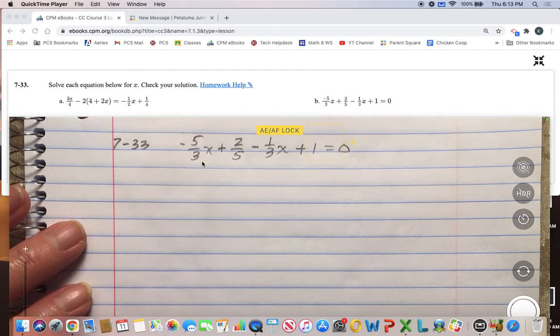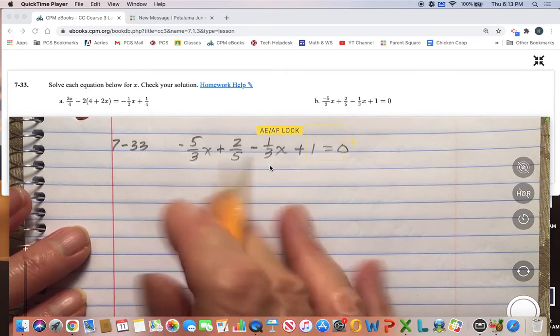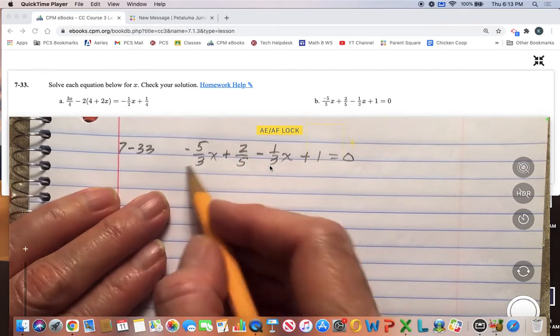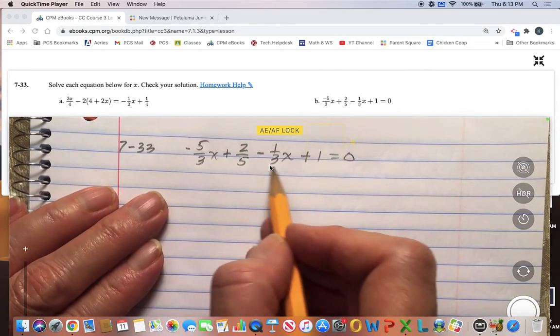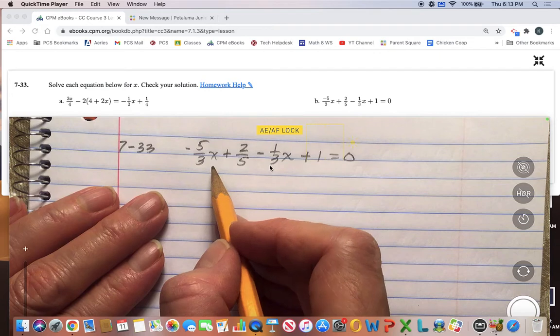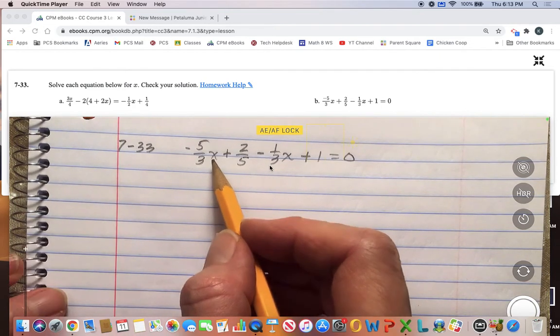And now we're doing 7-33b, and I've already written the equation down here. I'm just checking it to make sure I got all the negative signs in there. Okay, so it looks like we're good. All right, so looking at this, it's evident that I'm probably going to want to do some fraction busting.